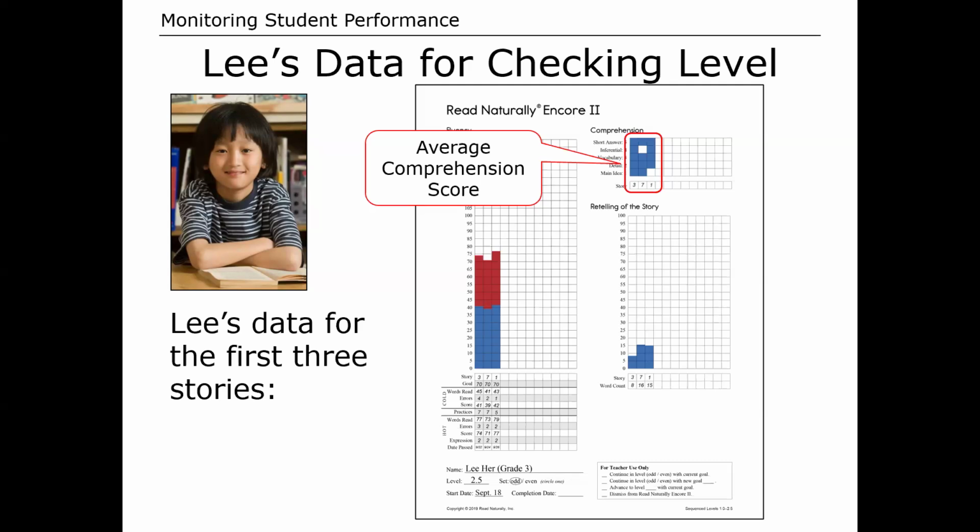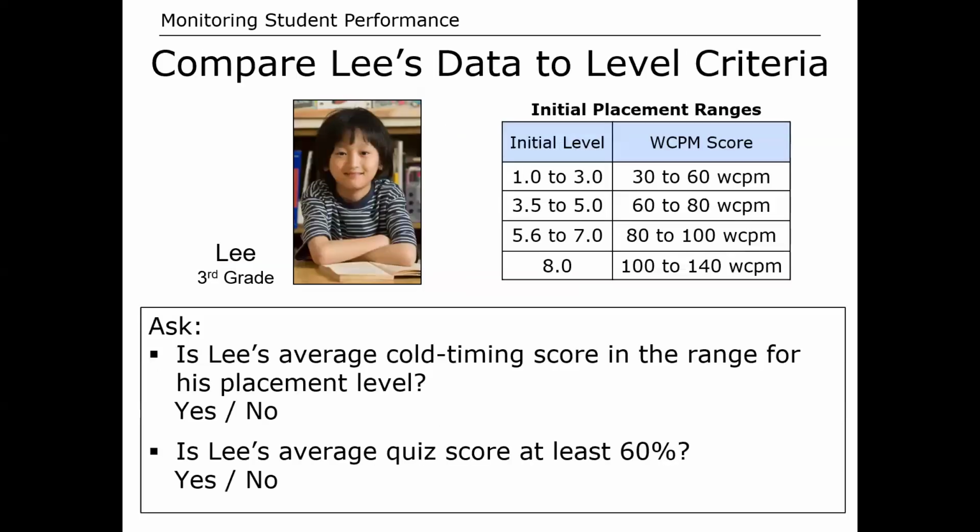But when they went through the first time, that's what they should be recording on that comprehension section of their reports. So here we can see that he is getting 5 questions in each story. He got 5 out of 5, then 4 out of 5, then 4 out of 5. So I would take his average and get his percent correct on the first 3 quizzes. That's where you're going to get the information in order to ask your first question on whether or not he has the level criteria right. So from that, we need average cold timing and we need average quiz. We're going to ask the 2 questions.